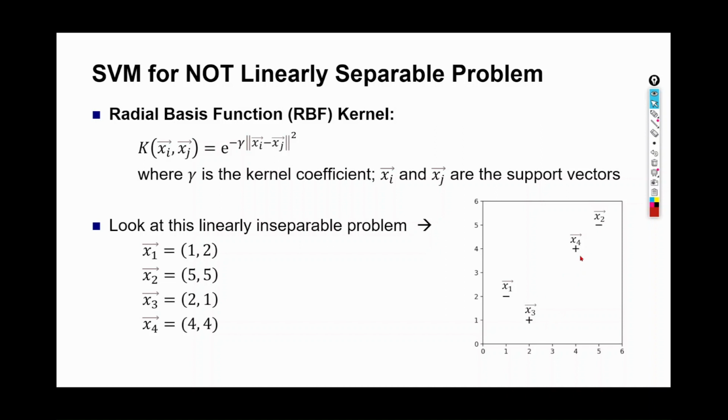Yeah, x1 is (1, 2), x2 is (5, 5), x3 is (2, 1), and x4 is (4, 4). x1 and x2 are the negative samples, always negative first. Let's get rid of negativity first, and then we have these positive things, x3 and x4. Okay, and then look at this one.